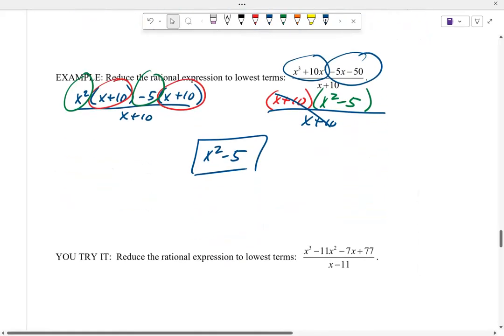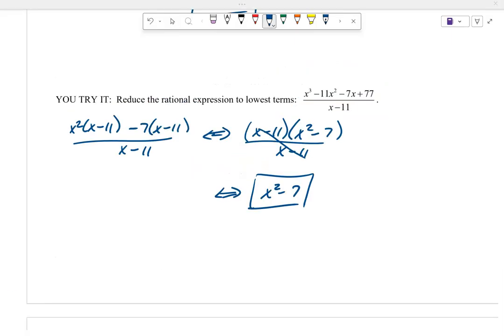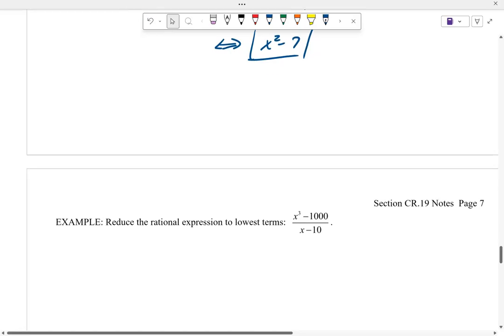Why don't you try one factoring by grouping with that next one there. Go ahead, pause the video if you want to check yourself on this one. You should end up with x minus 11 times x squared minus 7 from factoring by grouping in the numerator, with the x minus 11's canceling there. And let's move on now.